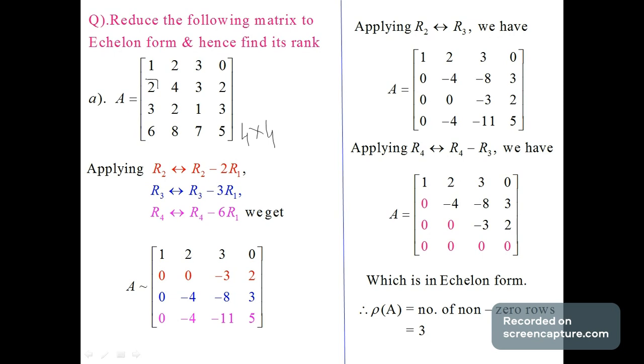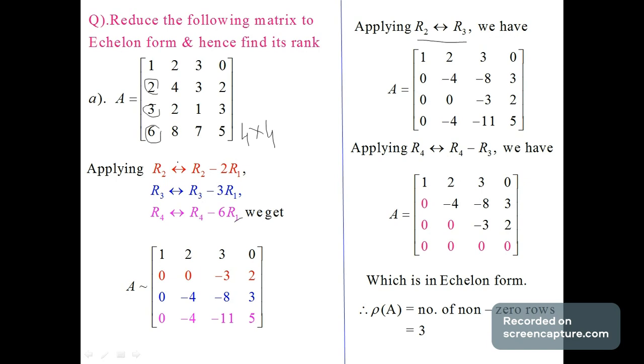Now we make the 2 element as 0, the 3 element as 0, and the 6 element as 0. For that I am applying the operations R2 tends to R2 minus 2 R1, R3 tends to R3 minus 3 R1, R4 tends to R4 minus 6 R1. So we get A: 1, 2, 3, 0; 0, 0, minus 3, 2; 0, minus 4, minus 8, minus 3; 0, minus 4, minus 11, 5.